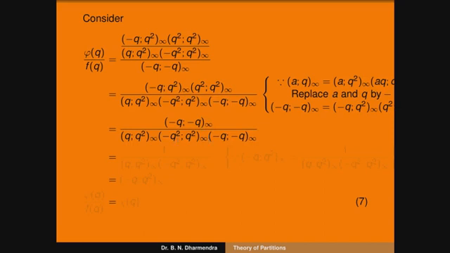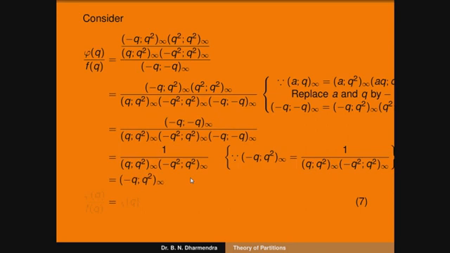So it can be written as minus q infinity divided by q square infinity into minus q square infinity into minus q infinity. Here both numerator and denominator contain minus q infinity, so it will get cancelled, that is equal to 1 divided by q square infinity into minus q square infinity. Again, by using Euler identity, the well-known theorem, minus q square infinity is equal to 1 divided by q square infinity into minus q square infinity. So overall this term can be written as minus q square infinity. Hence, phi of q divided by f of q is equal to chi of q. We can call this equation 7.